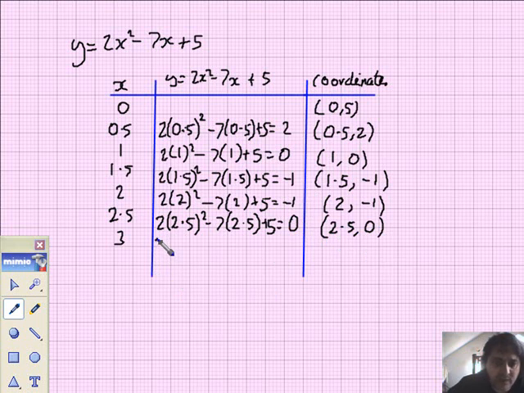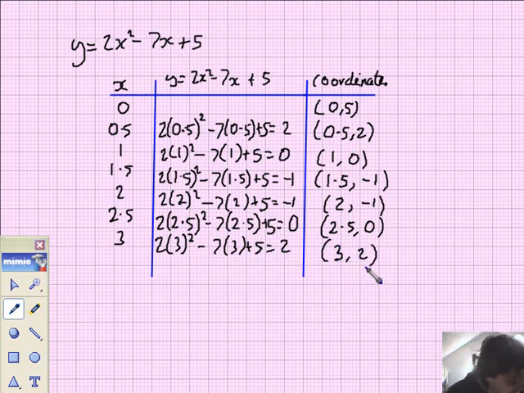I'm going to have a lot of fun doing this. Right, 2 times 3, that's been squared. Take away 7 lots of 3, then add on 5. Right, 9 times 2, 18. 18 take away 21, minus 3. Minus 3 plus 5 is 2. Can't wait to see how this looks. So I've got 3, 2.